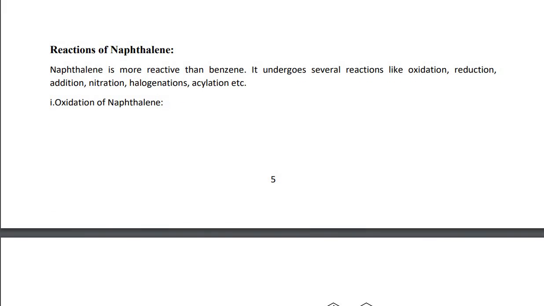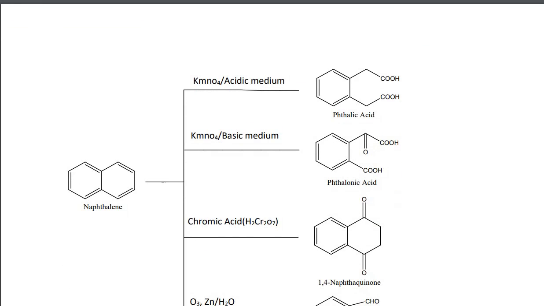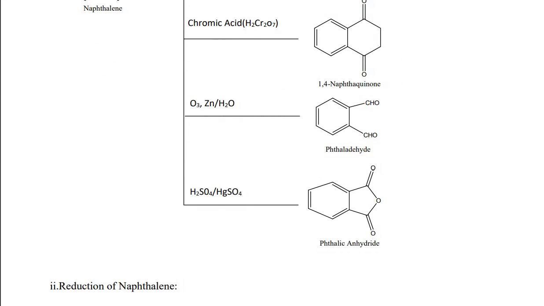Now reactions of naphthalene. Naphthalene is more reactive than benzene. It undergoes several reactions like oxidation, reduction, addition, nitration, halogenation, acylation. So, oxidation of naphthalene: you can see oxidized, it gives phthalic acid. In case of KMnO4 it gives phthalonic acid. In chromic acid it will give 1,4-naphthoquinone. Then in the presence of zinc and ozone, phthalaldehyde, and in presence of mercuric sulfate and sulfuric acid, phthalic anhydride.